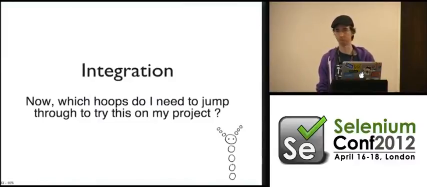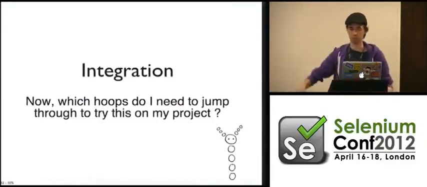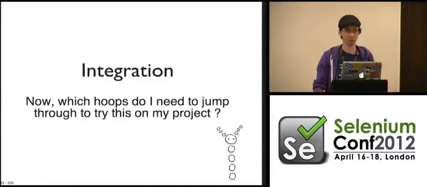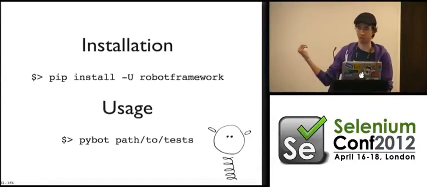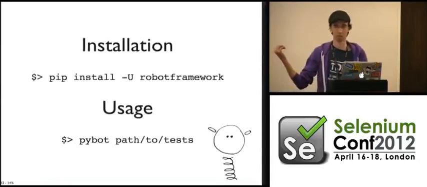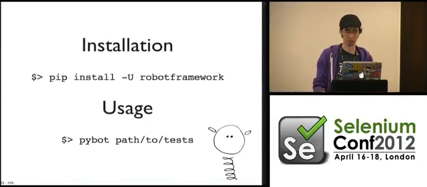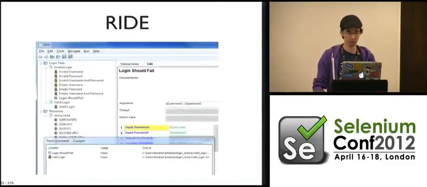So now that's magical things floating above you, but how can you integrate that? And I think it's really easy to use. If you're using Python, you can pip install it. It's called Robot Framework. It's on the Python package index. If you're using Java, you just download the jar file from the project's website and then call it with pybot and give it the directory with your tests in.